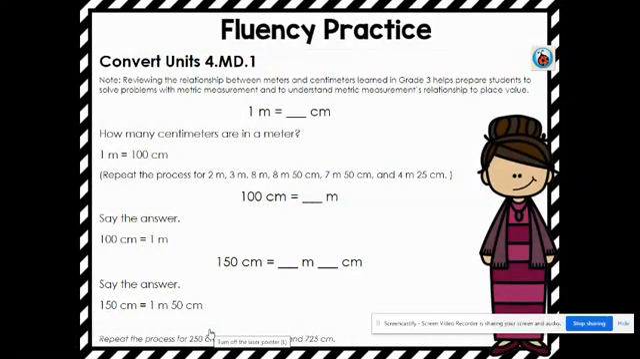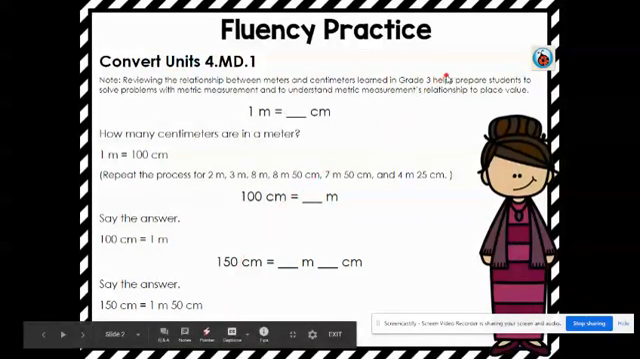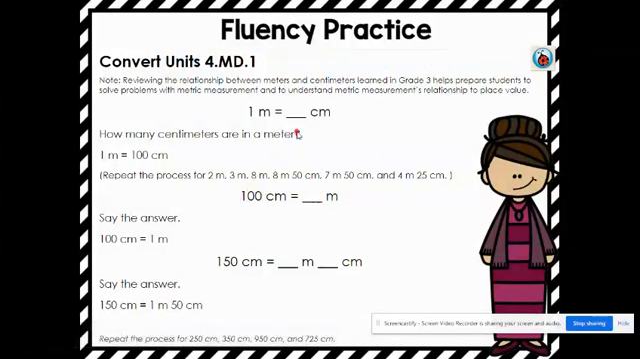Alright, so we're going to start by doing a little review from grade 3. And this is going to help you in our next unit that we're getting ready to do. If I have 1 meter, how many centimeters is that? Centi means 100, so 1 meter is 100 centimeters. Okay, so then 2 meters would be 200 centimeters. 3 meters would be 300 centimeters. 8 meters would be 800 centimeters. What about 8 meters and 50 centimeters? That would be 850 centimeters.